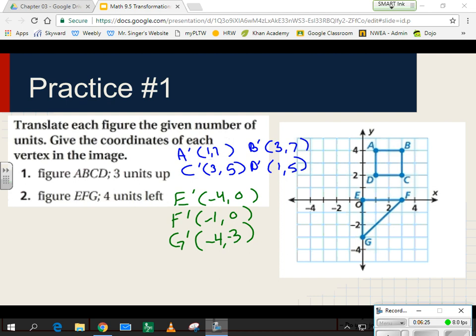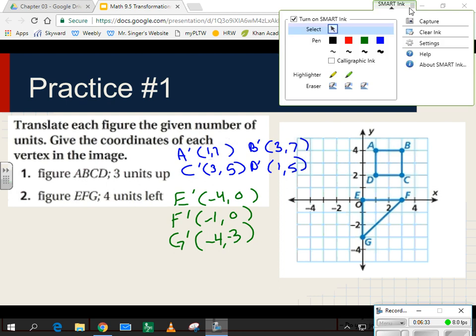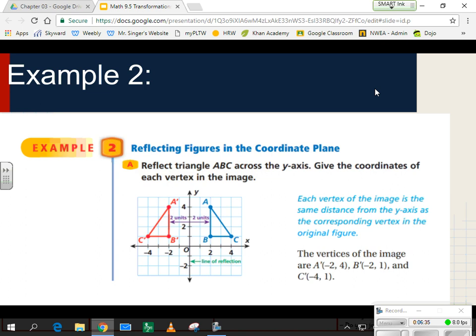Here are the answers you should have gotten for these two by translating it or just sliding them over. All right, let's get into example 2 now. So here we're going to look at reflecting. Reflecting is a little different in the sense that you're going to be looking at the shape in a flipped order on the other side.